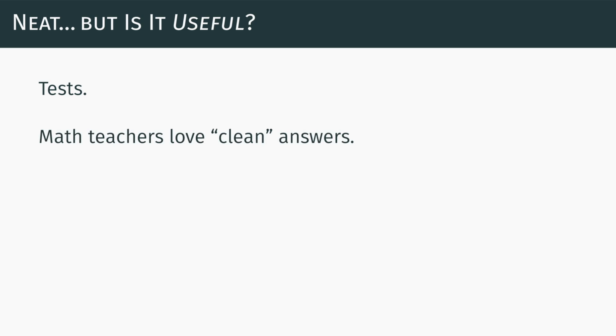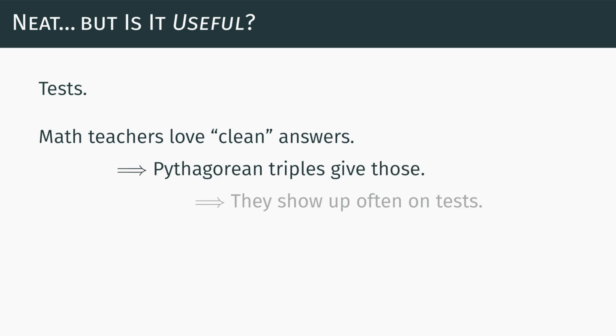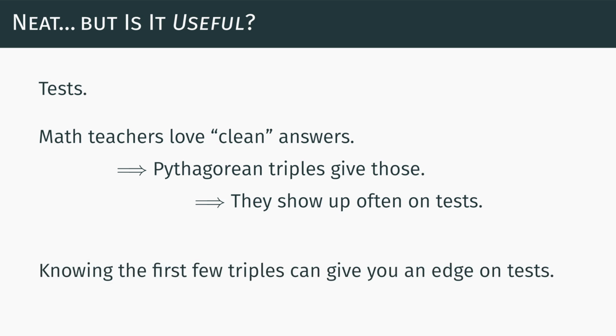So think about it: math teachers love clean answers. They love these nice round answers that come out. And Pythagorean triples are based on these nice whole round numbers. So Pythagorean triples give you the chance to have those clean answers, and because of that, they show up often on tests, especially on standardized tests, right? Like the kind of tests that they use for college admissions. So if you know those first few triples, it can give you an edge on tests, especially when you're tackling standardized tests like the SAT or the ACT, the tests you take for going to college.